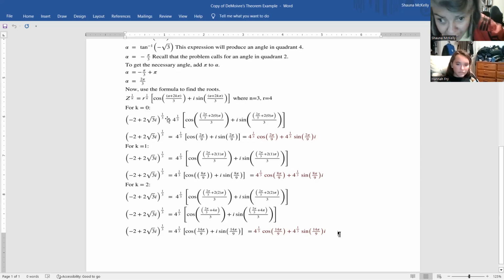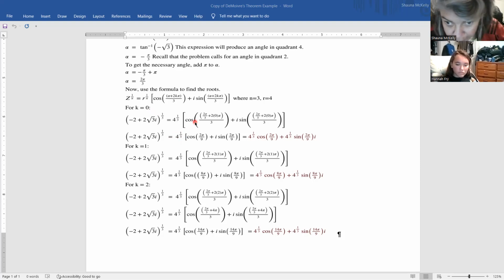So now you have 4. Then I started putting stuff in place. This r is 4 here, and n is 3 because it's a third root. So 4 to the 1/3 hangs out here, and it gets multiplied by everybody. 4 to the 1/3 power.